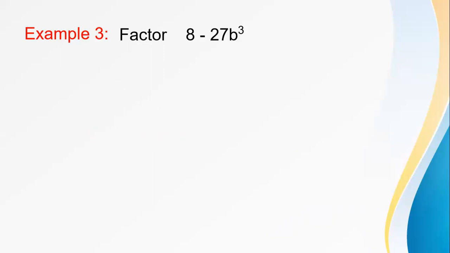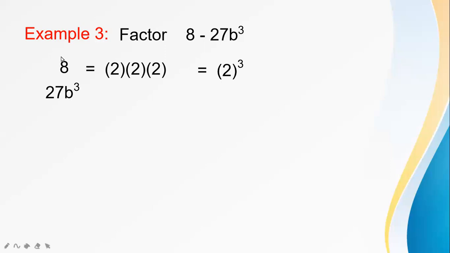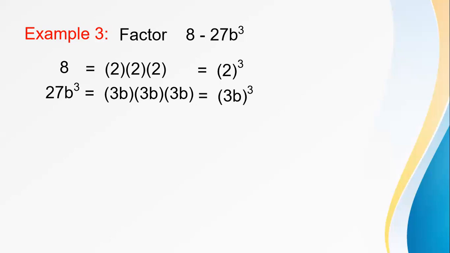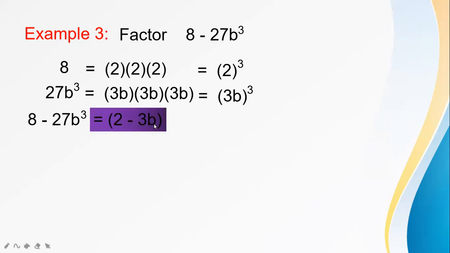Example number 3. Factor 8 minus 27b cubed. So again, 8 and 27b cubed are both perfect cubes. 8 is 2 times 2 times 2, or 2 cubed, and the cube root of 8 is 2. 27b cubed is 3b times 3b times 3b, or 3b cubed, and the cube root of 27b cubed is 3b. So therefore, 8 minus 27b cubed gives 2 minus 3b. So that will be our first factor.